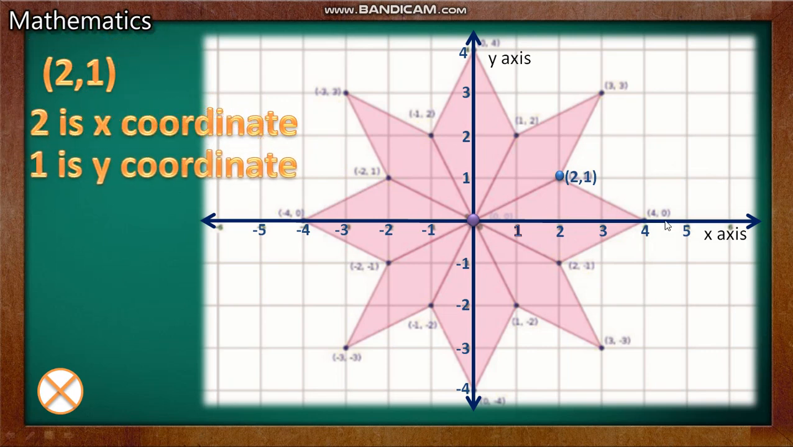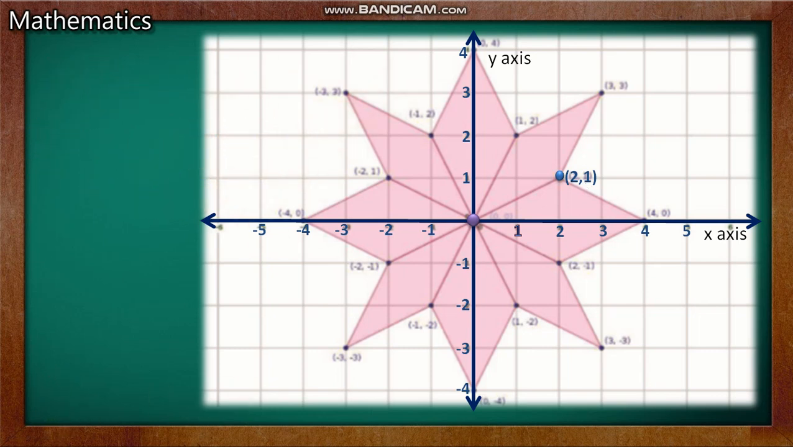In this point x coordinate is 2 and y coordinate is 1. Ready? Now let's check the next. Instead of drawing this dot you may draw like this way, that is good. Okay, now let's do this next point.